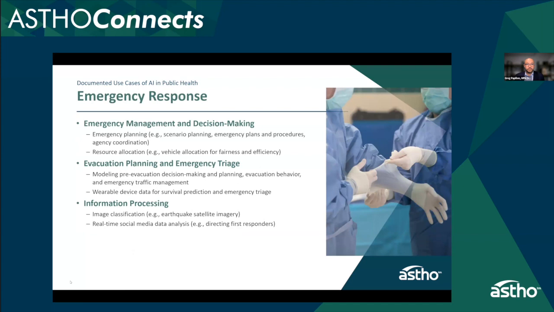Which is a nice segue to AI's role in emergency response. Documented cases range from emergency planning and resource allocation to modeling the most effective evacuation plans, to even using wearable device data to model survival rates and emergency service triage when resources are at their most limited. This is also a time when information is needed most urgently. And in addition to the surveillance applications we discussed earlier, AI capabilities in image classification and real-time social media analysis can provide information to first responders or humanitarian aid more quickly than traditional methods. Next slide, please.